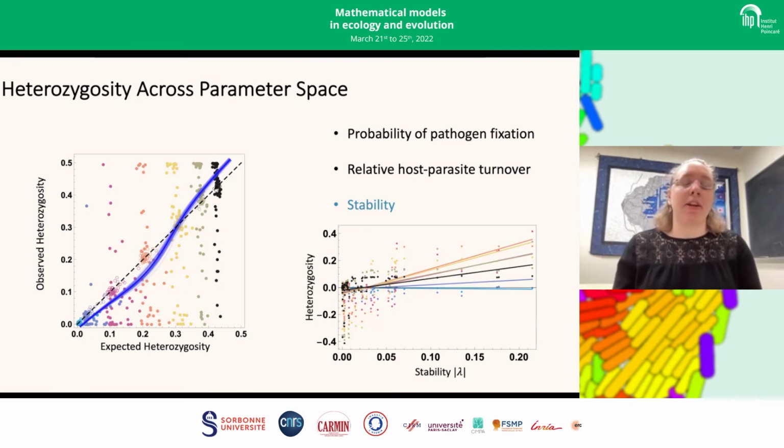In particular, you're forced to have parasites with shorter generation times than the host, but to what extent we can do that matters. Finally, there's a stability analysis where you have this leading eigenvalue lambda that tells you how fast you're approaching this polymorphic equilibrium. And the more stable that polymorphic equilibrium is, the more likely you are to maintain heterozygosity and fall into one of these points up here in parameter space.